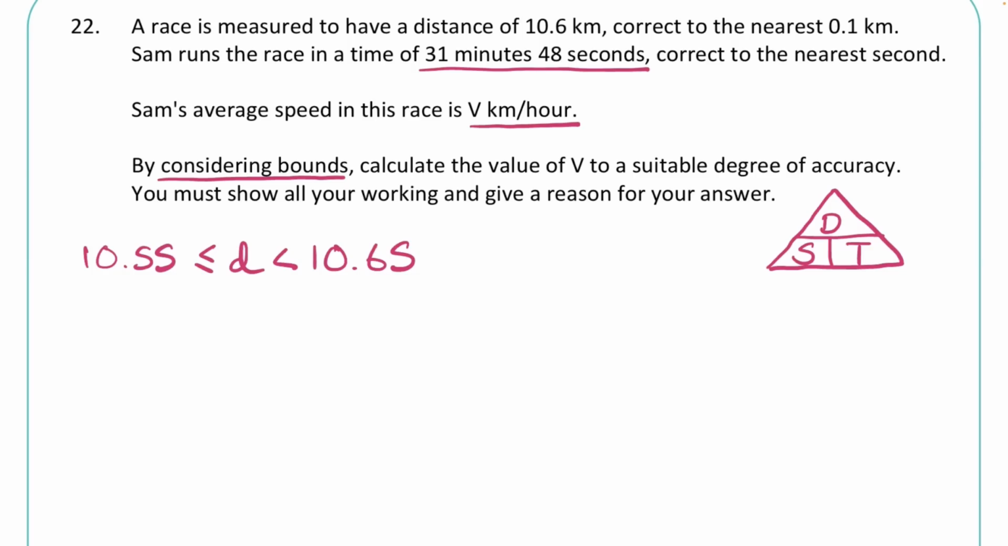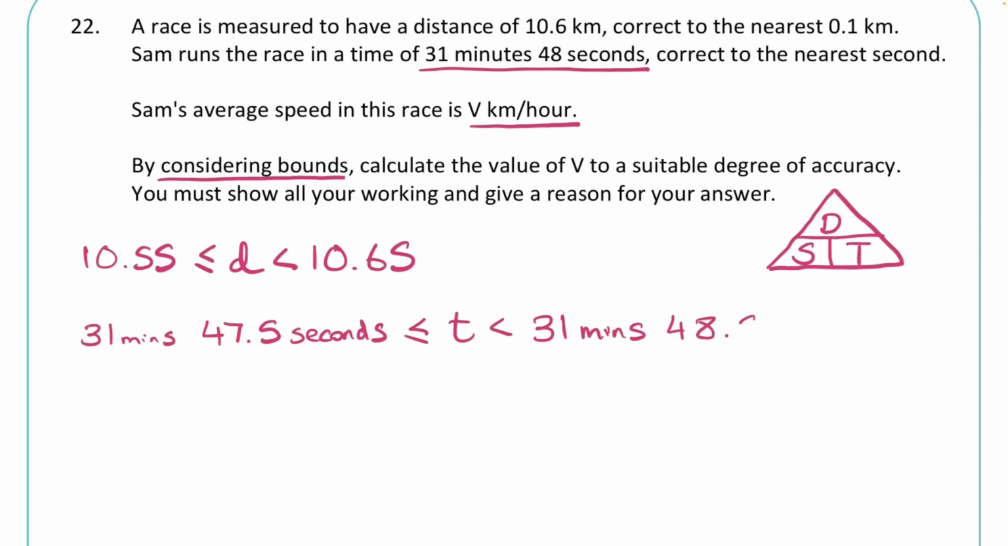So for the time, and I think I'm going to need a bit more space, but let's just have a look. So we have correct to the nearest second, so the lower bound of the time would be 31 minutes and 47.5, half a second below the 48 seconds. I'm going to leave it like that for the moment. And then the larger bound here will be 31 minutes and 48.5 seconds.